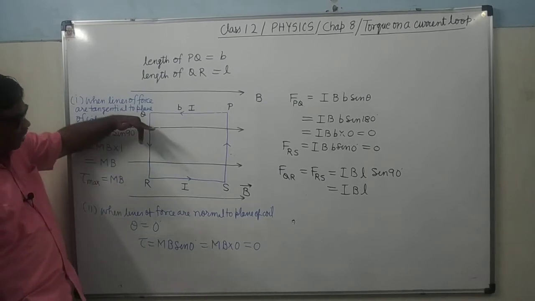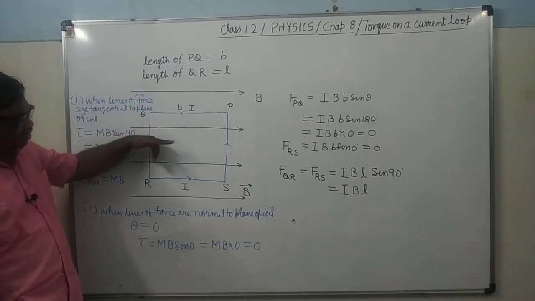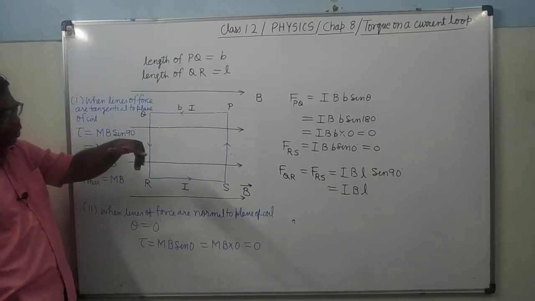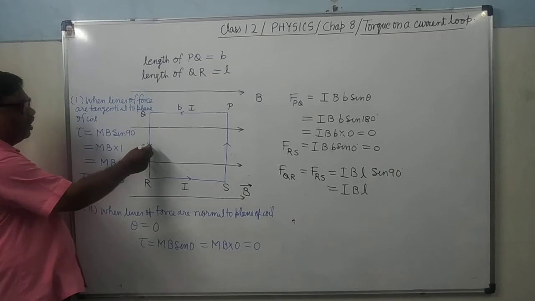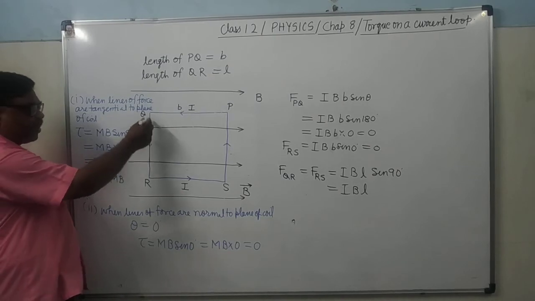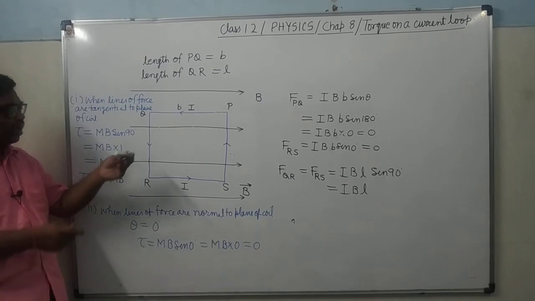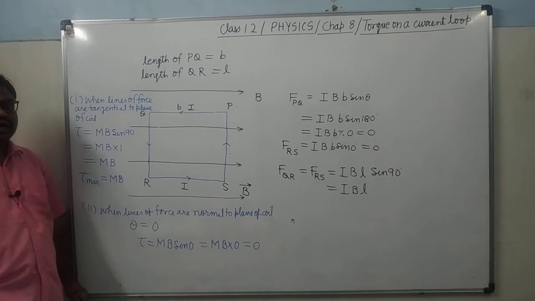So you can see here, middle finger in the direction of I, forefinger in direction of magnetic field. So thumb is giving the direction of force. So what will be the force here? It will be perpendicular to QR and normal to the plane of coil, means in this direction. Normal to the plane of coil in inward direction.